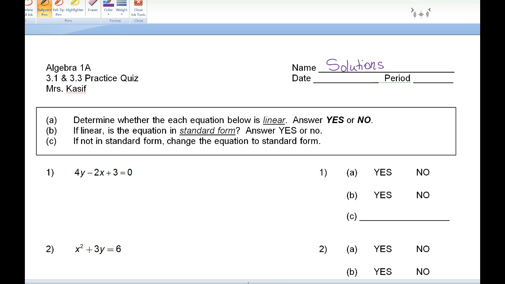Let's look at number 1. Do we have x and y to just the first power? Yeah, there's no exponents, right? There's no x squared or y to the third or anything. Are they separated by a plus or a minus sign? Yes. So this is linear. I'll worry about B in a minute. Let's just go through them and answer the first yes, no question.